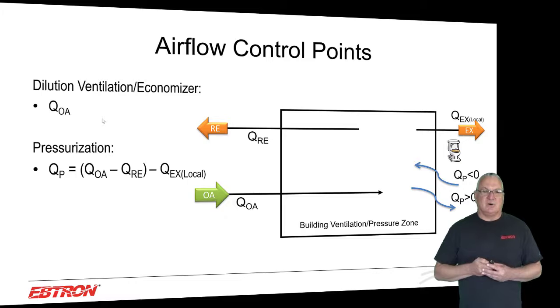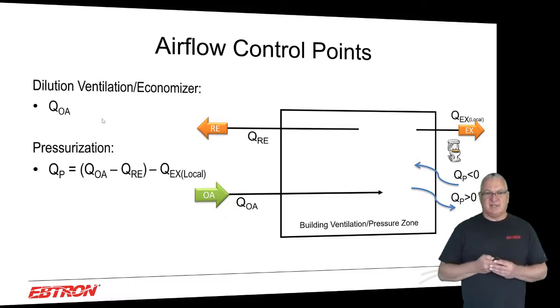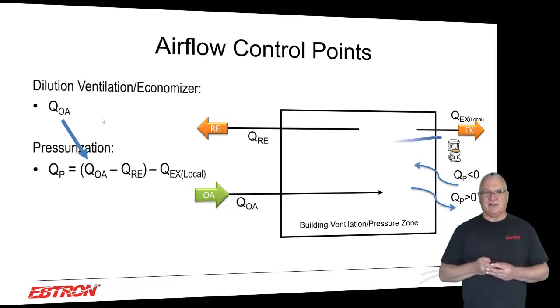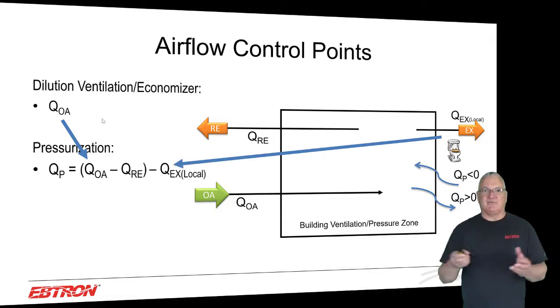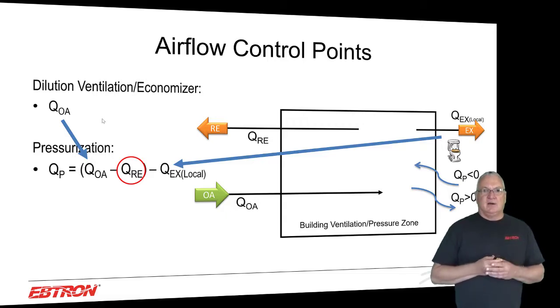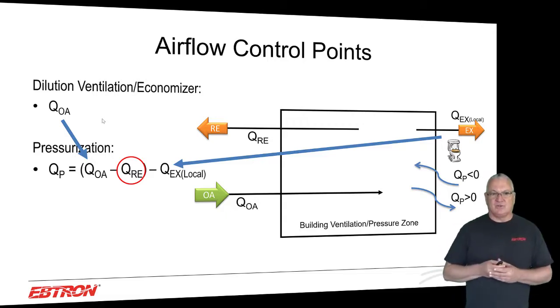All right. And so when we take a look at this pressurization flow calculation, which is really based on the ins and the outs, the outdoor air is kind of driven by what we need for dilution ventilation or economizer, as is the exhaust. The exhaust flow rates are driven by what the toilet exhaust requirements are, or whatever our local exhaust requirements are. So what that leaves us is the relief air, okay? And that's the path that we're going to want to control.